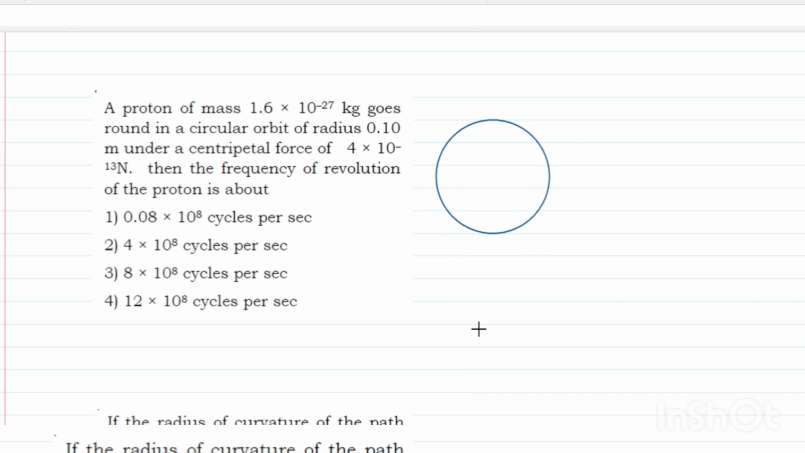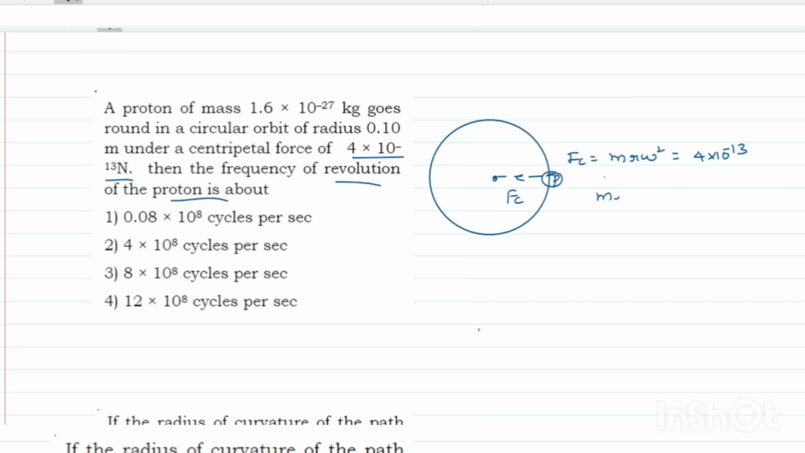Here one proton is given, and its mass is given, and it is going to be moving under a centripetal force of 4 into 10 power minus 13 newtons. They are asking for the frequency of revolution of the proton. Now when the proton is moving in a circular path, centripetal force is going to be acting towards its center. Centripetal force in terms of angular velocity is m r omega square, Fc, which is given as 4 into 10 power minus 13 newton.